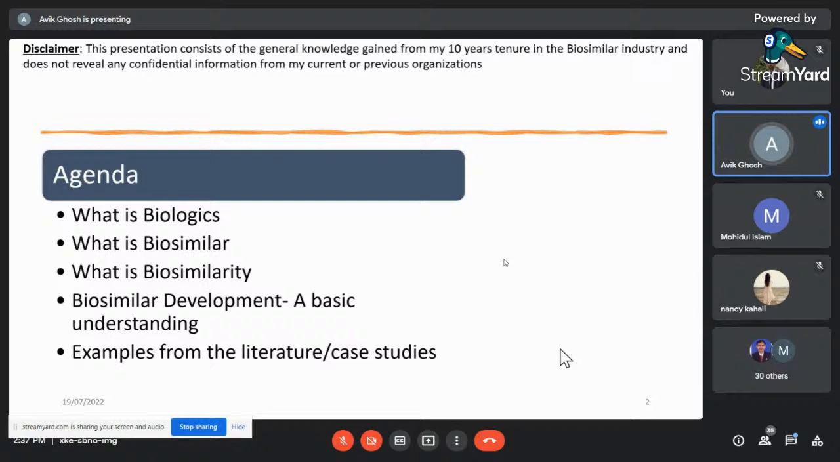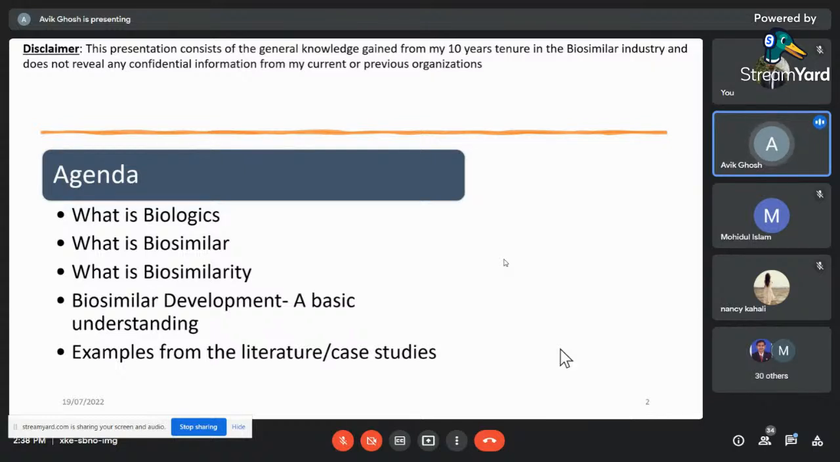Okay, so now coming back to the agenda of the presentation. I just want to briefly go over what is biologics, then what is biosimilar, then what is biosimilarity, and then very briefly provide a basic understanding of how biosimilar development works. It's quite a vast field, but I'll try to provide a summary of the functions involved in this development. In general, I have worked more in the analytical sciences part, so obviously the presentation would focus more on analytical sciences, which is, if not the most important, one of the most important factors in this whole journey of biosimilar development.